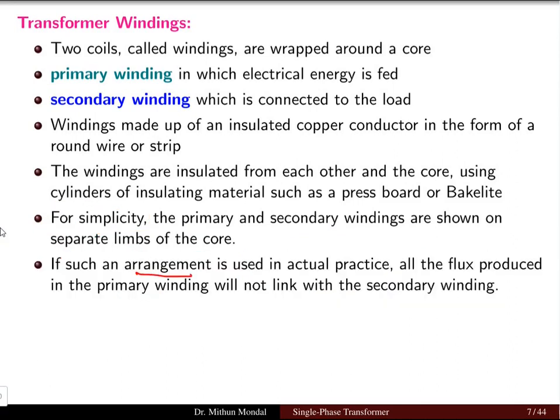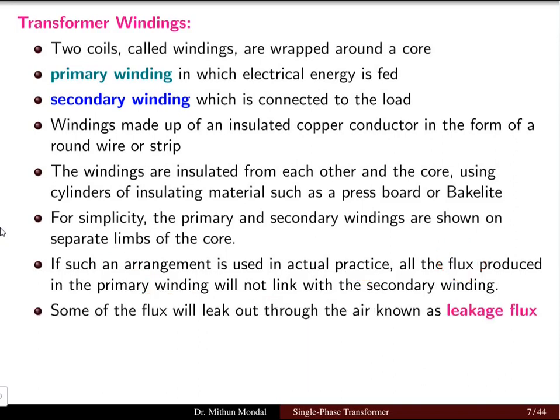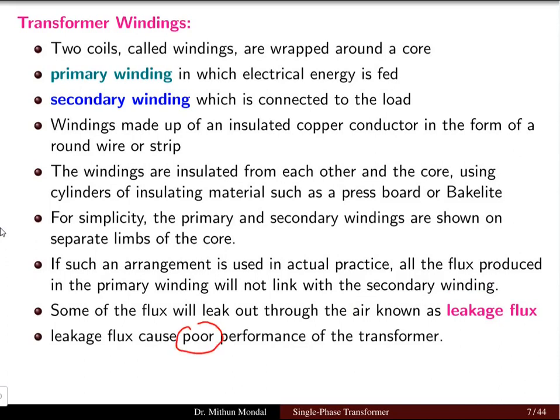If we put the windings on two separate limbs, what will happen? In actual practice, all the flux produced in the primary winding will not link with the secondary winding. Hence there will be a leakage flux, which is the flux flowing through the air rather than through the core. So all the flux will not link the primary winding and the secondary winding, and hence there will be poor performance of the transformer. The leakage flux will cause poor performance of the transformer. Hence we cannot put the primary winding and the secondary winding on two different limbs of the transformer.